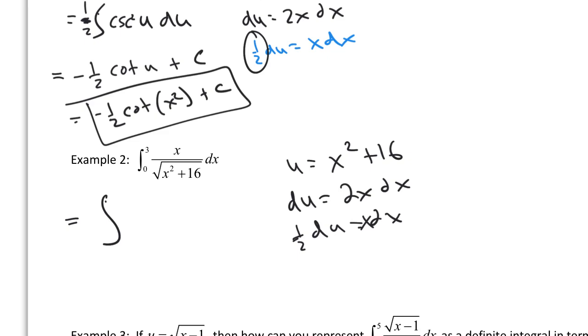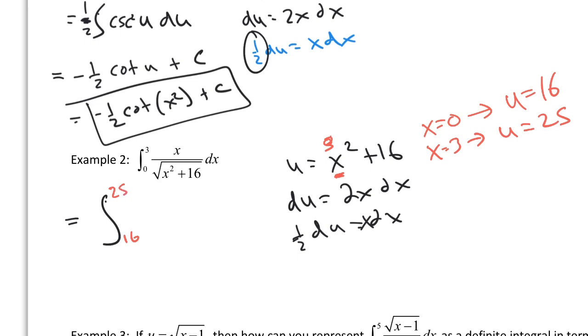and you basically say, all right, if my lower bound is x equals 0, that's going to give me u equals 16. That's my lower bound. I'm just plugging in 0. And then my upper bound is x equals 3, so that's going to lead to u equals 3 squared, 9, plus 16, 25. Okay, so then plug the rest of this in.